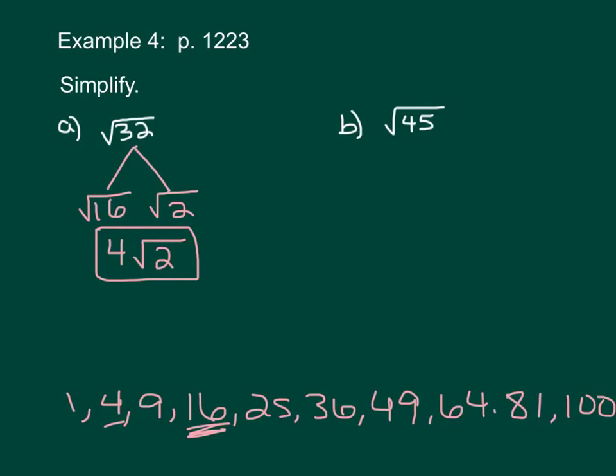Alright, for B, the square root of 45. The square root of 45 is divisible by 9, so this is going to be the square root of 9 times the square root of 5. The square root of 9 is 3, and the square root of 5 can't be simplified any further. It's not divisible by anything from that list.